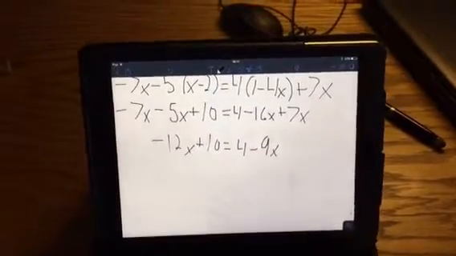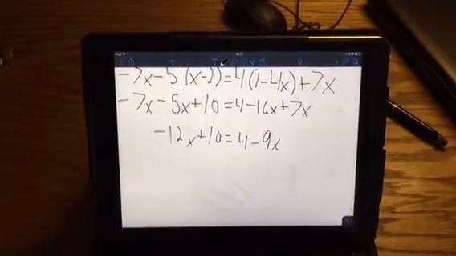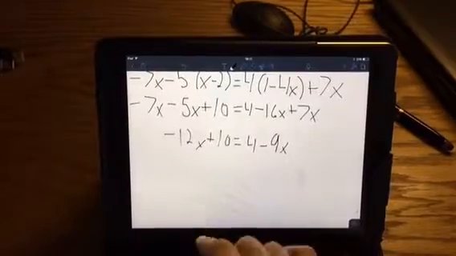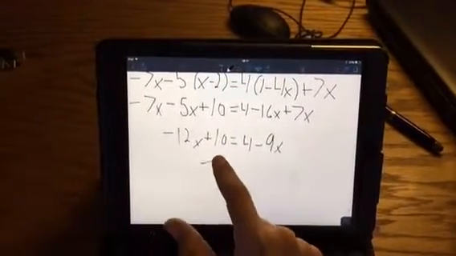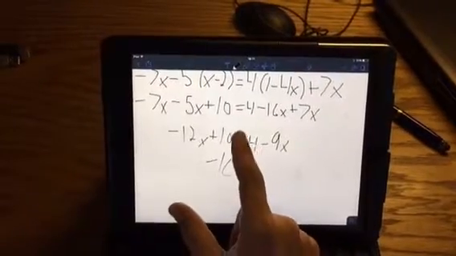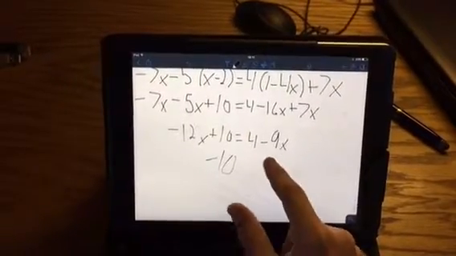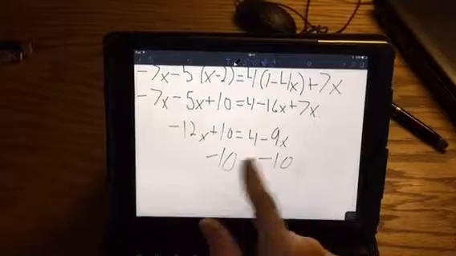The next step you have to do, step 3, is you have to get both of the x's on one side of the equation and both of the non-variable numbers on the other side. So what you do is you minus 10 from this side because this is positive, so you have to get it out of this side and over here. So you minus 10 over here because you did that, you minus 10 over here, so you have to do the same on both sides.